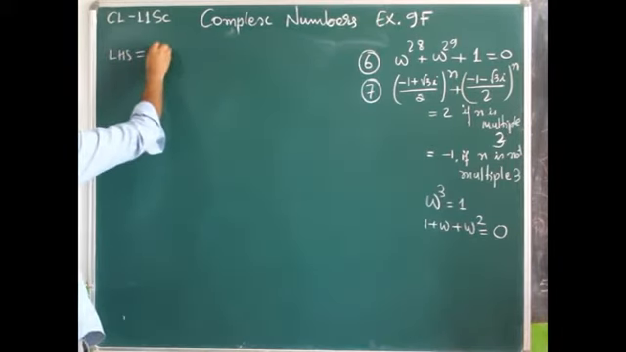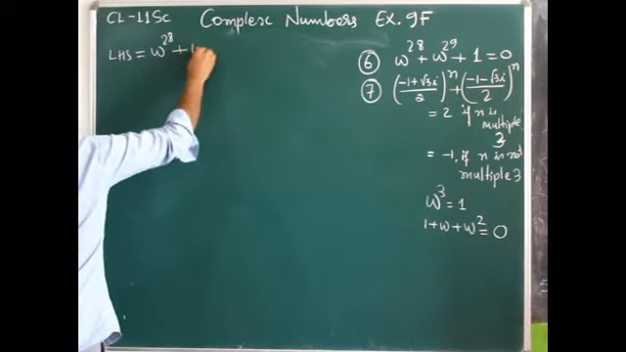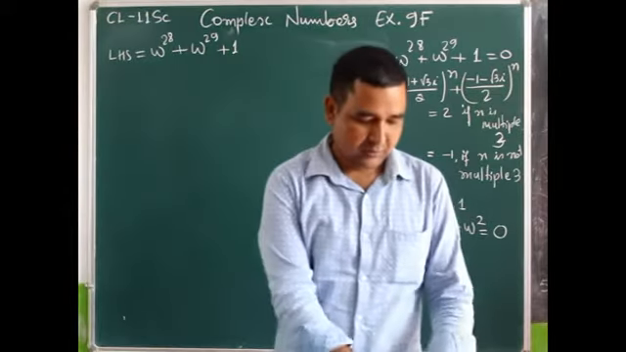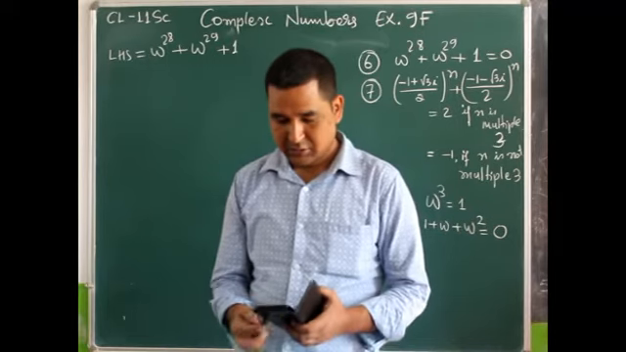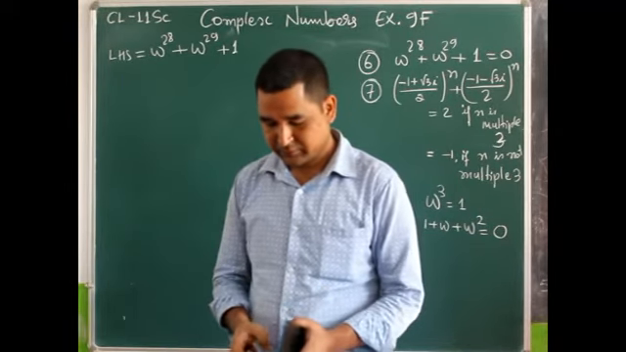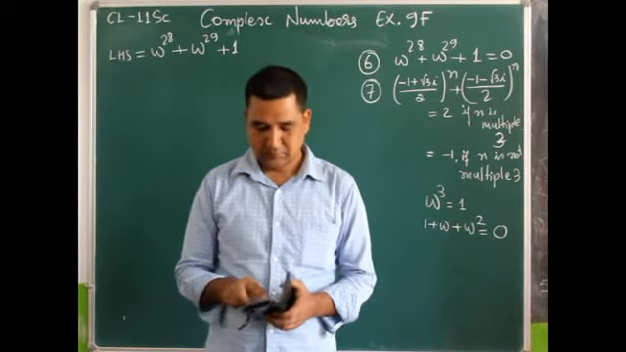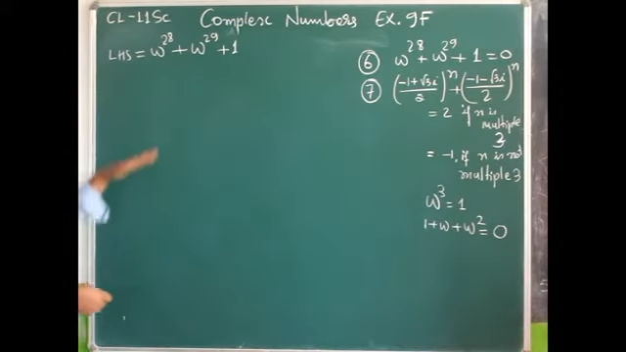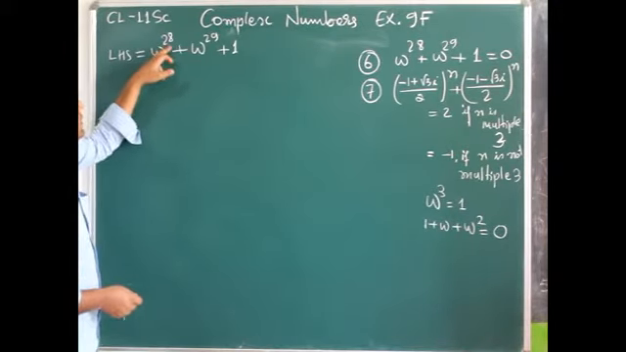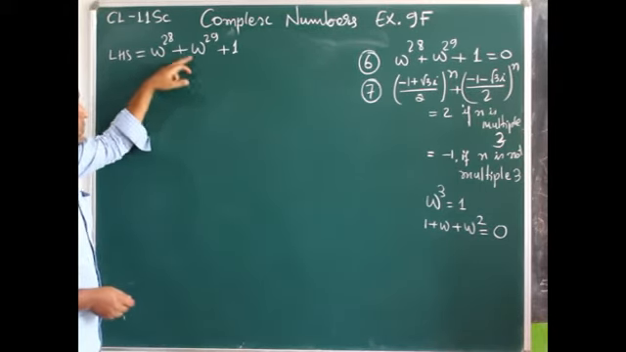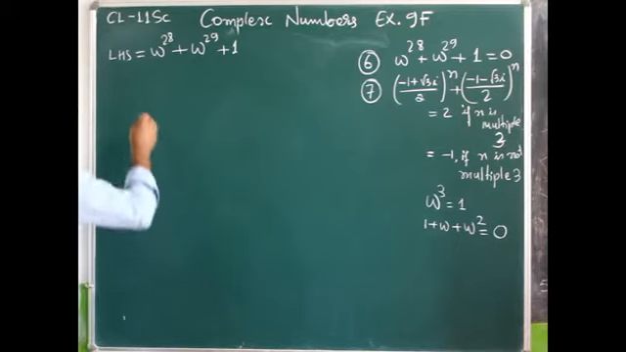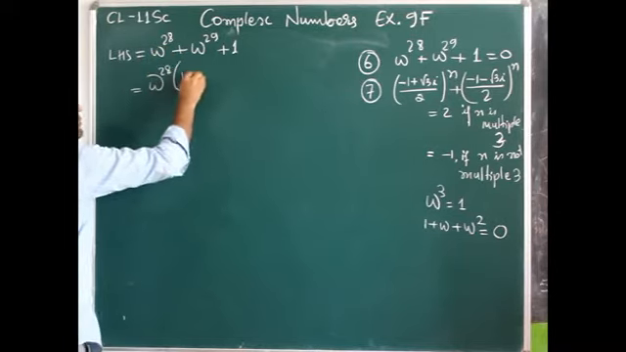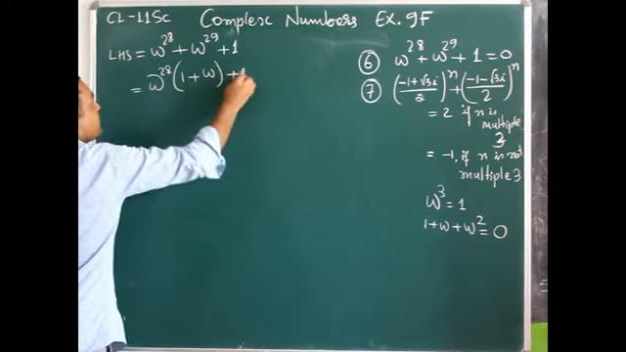What is there? Omega to the power 28 plus omega to the power 29 plus 1. From these two, I am going to take omega to the power 28 as common. What is left from here? 1, and what is left from here? Omega. Then plus 1.